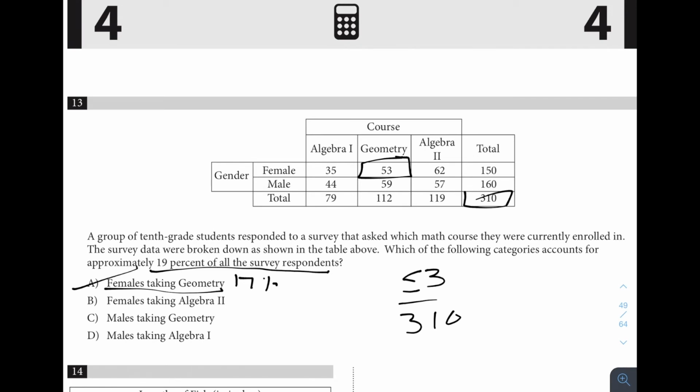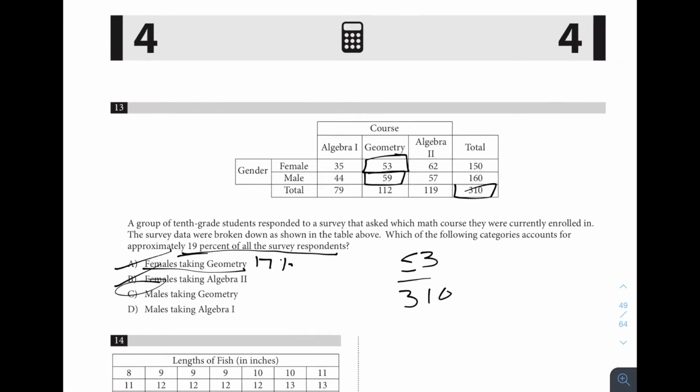And you keep doing this until you do males taking geometry, which is 59 over 310. It's obviously higher than 53, so it's going to be higher than 17%. And the rest of them are lower than 53, which was 17%, and we're trying to get 19. So C is going to be the answer.